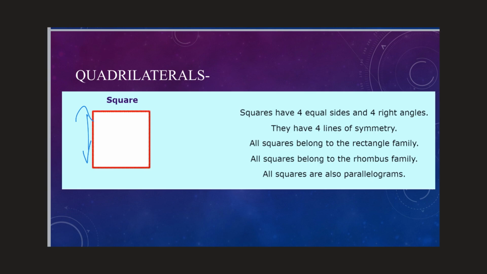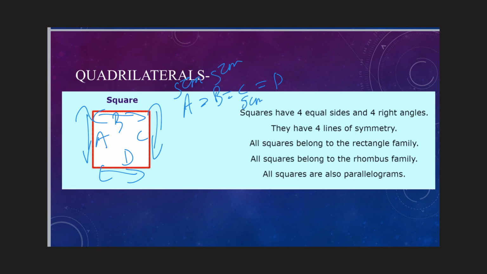Squares, all sides are equal, right? So if we have A, B, C, D, A equals B equals C equals D. Not that squiggly line there. Let me actually erase that. Make sure nobody writes that down. So if we know one side, if for instance A is 5 centimeters, then B is 5 centimeters, C is 5 centimeters, and D is 5 centimeters as well. So we could figure out perimeter, easy. Area, multiply side by side. Squares have 4 equal sides and 4 right angles.